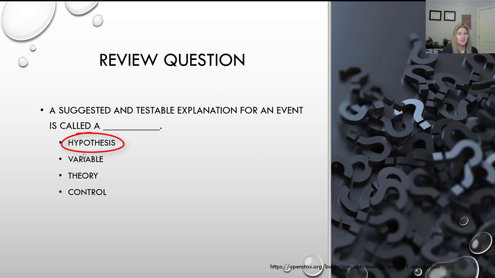A variable is just something that varies within the experiment, something that you can change, but it's not the part of the experiment that's tested for. Theories, remember, have already been tested over and over again and are supported with varied evidence. A control group is the group that doesn't receive the treatment. A controlled variable is a variable that is kept consistent amongst all treatment groups. So the hypothesis is the only one that's a suggested and testable explanation.